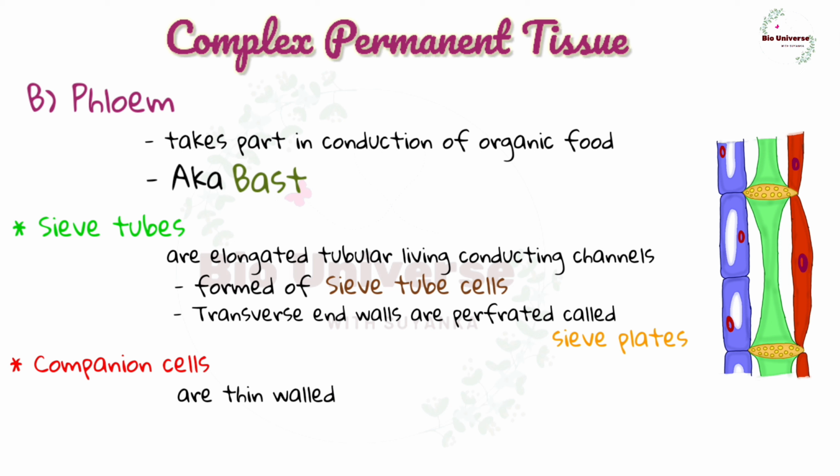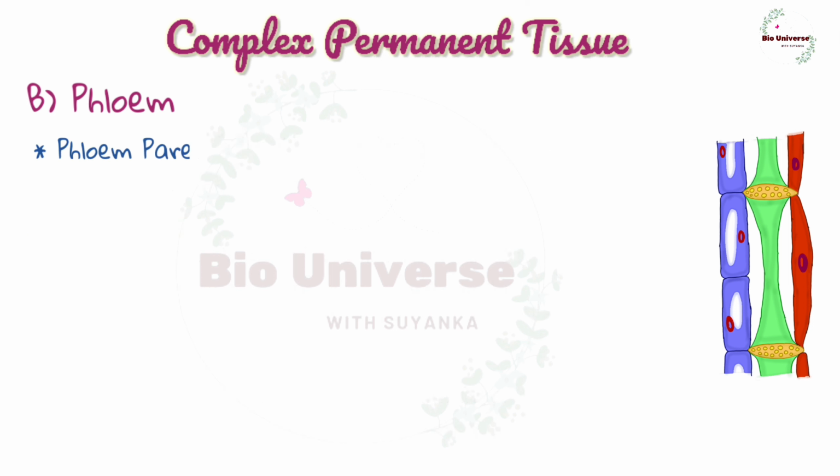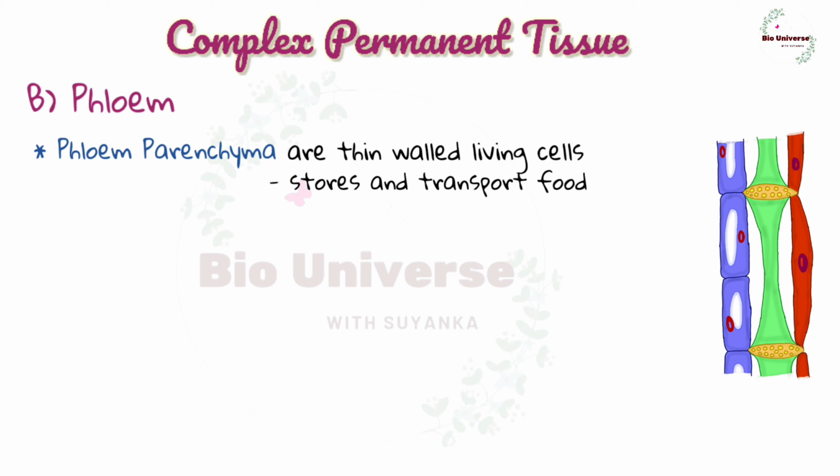Companion cells are thin-walled cells which lie on the sides of sieve tube cells. Companion cells are connected to sieve tube cells through compound plasmodesmata. They maintain a proper pressure gradient in sieve tubes for conduction of food. Phloem parenchyma is present in phloem. Cells of phloem parenchyma are thin-walled and living. They have two functions: storage and slow lateral conduction of food.